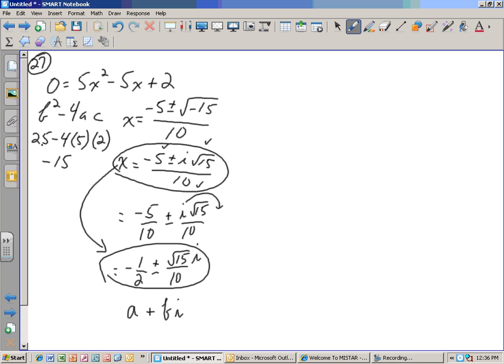Yes? Isn't it the opposite of b plus or minus square root of b squared minus 4ac? Oh, it is. So that becomes a positive 5, and it becomes a positive 1/2. Good one, Kelsey. Okay, it is the opposite of b.